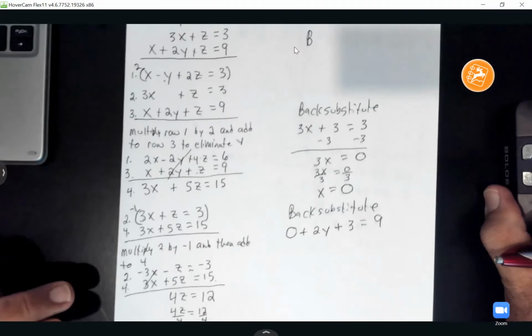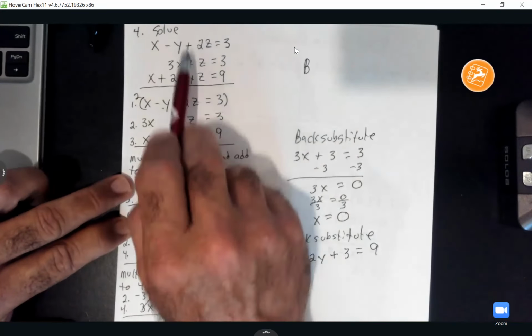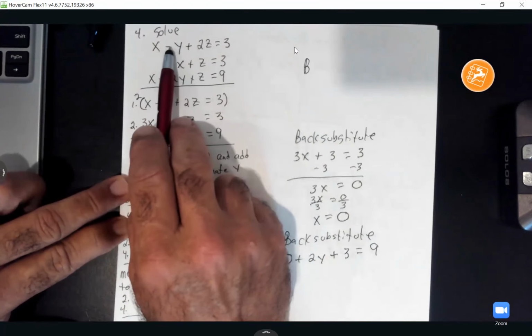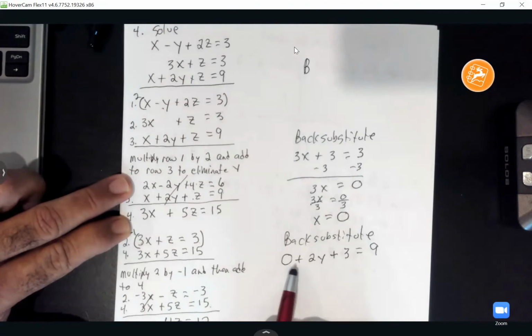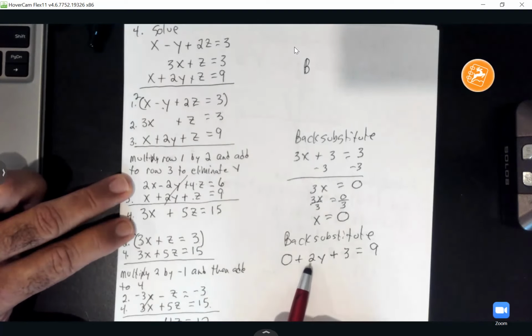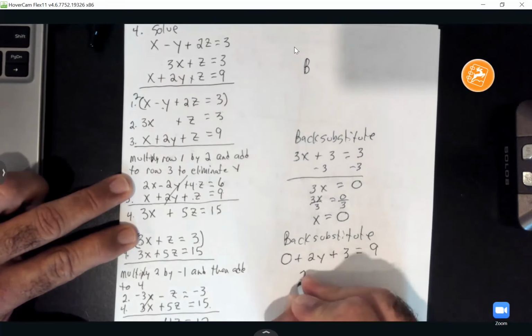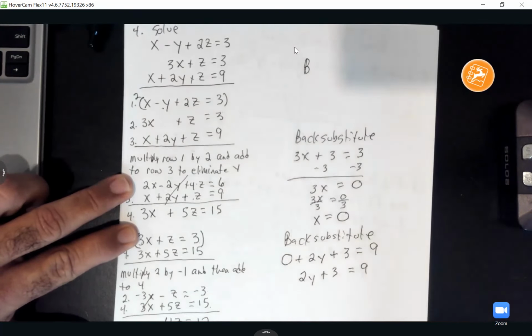Now, y'all, let me show you. You could have picked any one of these three equations. The reason I used this third one is because I didn't have to deal with any negatives or anything. Okay, all right, so let's see what we get. 0 plus 2y is 2y. So my like terms would be my 0 and my 3. So that's just going to give me 2y plus 3 equals 9.